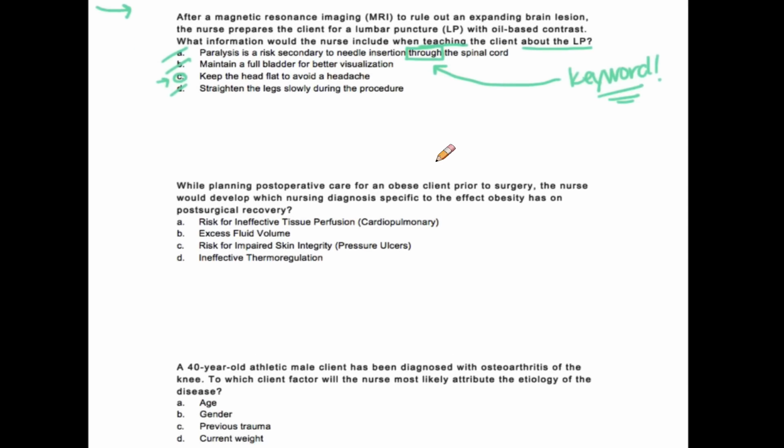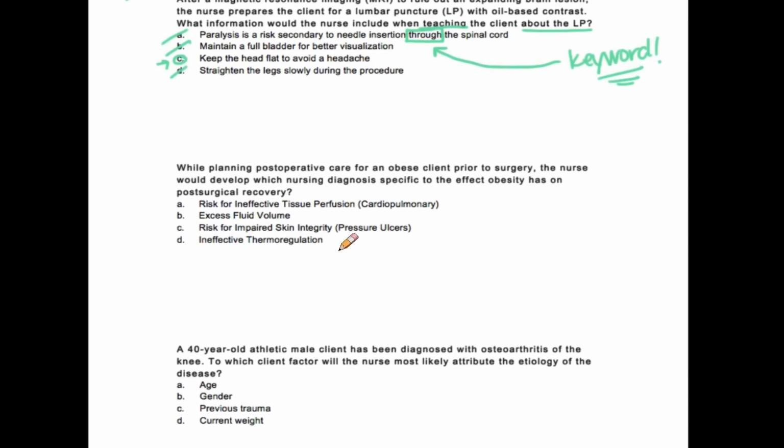Now, if we go to this second question here: while planning post-operative care for an obese client prior to surgery, the nurse would develop which nursing diagnosis specific to the effect obesity has on post-surgical recovery. So that's my first time going through the question. The second time, I'm going to look for just what is the question asking me. I'm looking for a nursing diagnosis specific to the effect obesity has on post-surgical recovery. That's what I'm looking for. So I have: risk for ineffective tissue perfusion, cardiopulmonary.